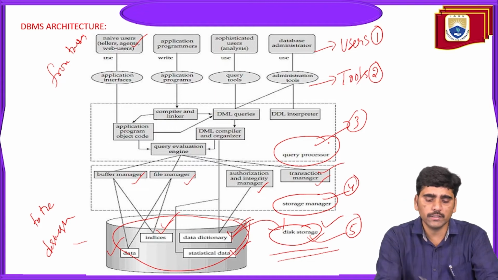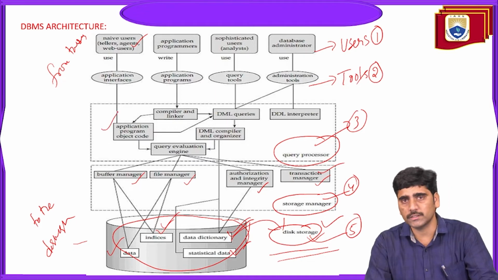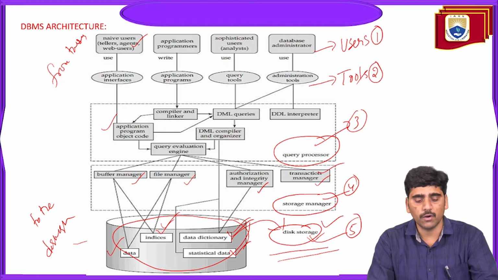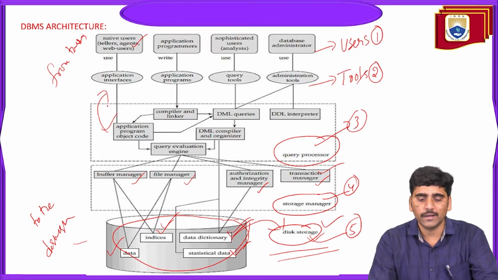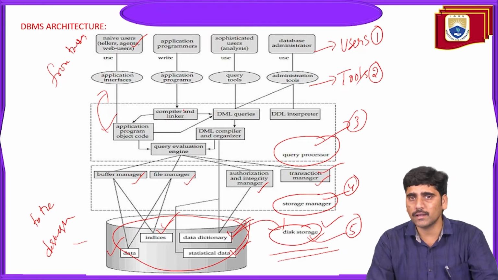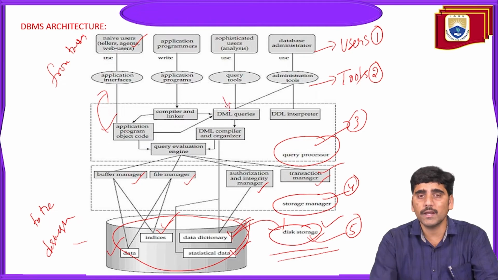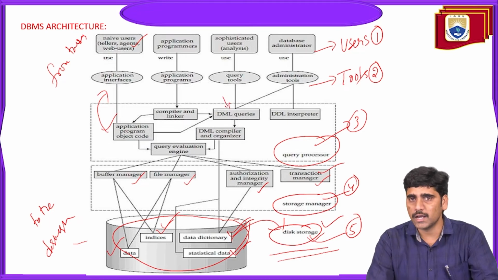So what does the query processor contain? Application program object code, which is used for interacting with the application interface. And a compiler and a linker. The compiler compiles the queries you have written, and the linker will link those commands to the next queries. And DML queries, data manipulation language queries like select, update, delete, insert. Those queries will be handled here.